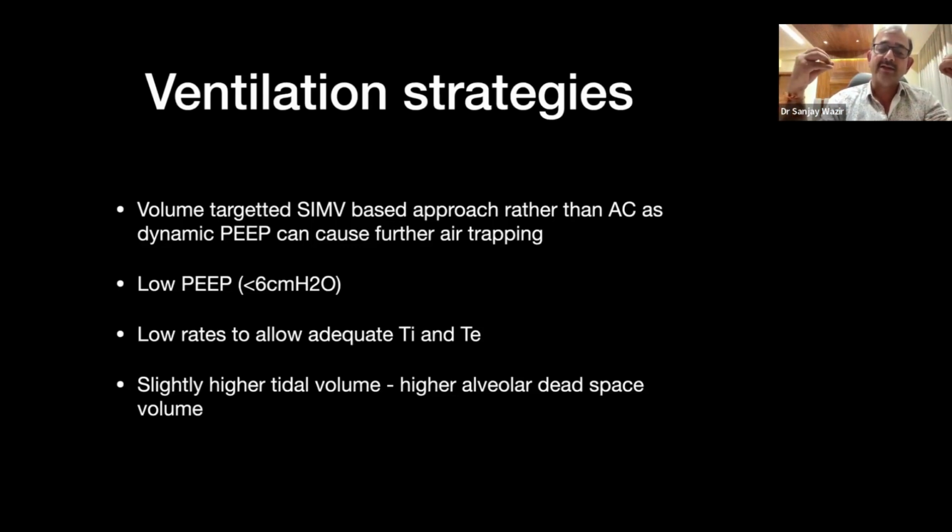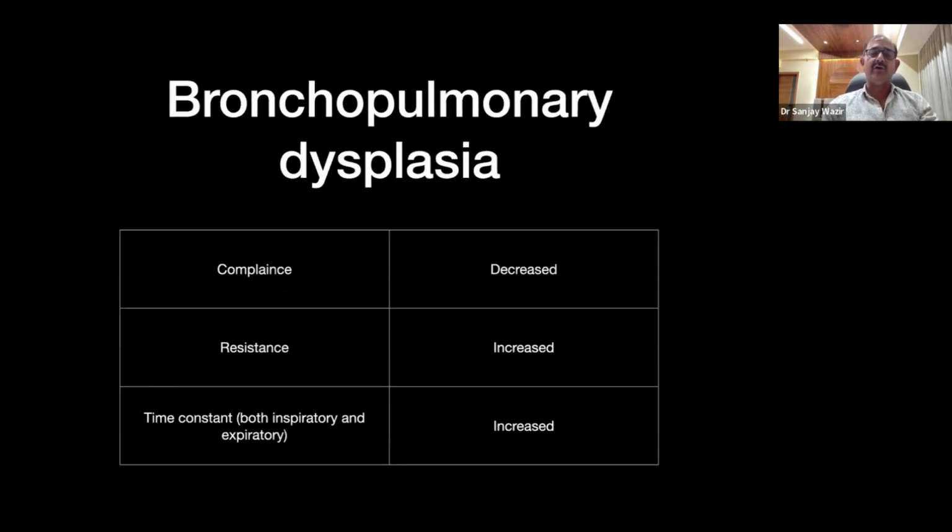And then you use a slightly higher tidal volume, because there is a higher alveolar dead space volume. Most of the air which is going into the alveoli, some of it is not being used for gas exchange, and that is alveolar dead space. So to compensate for that, you need a slightly higher volume.